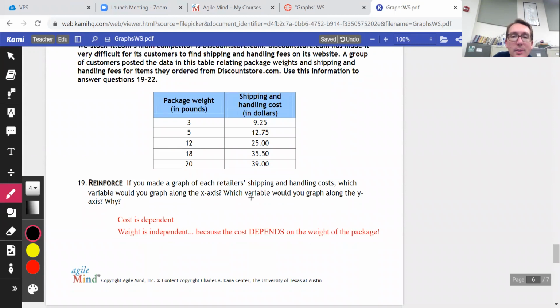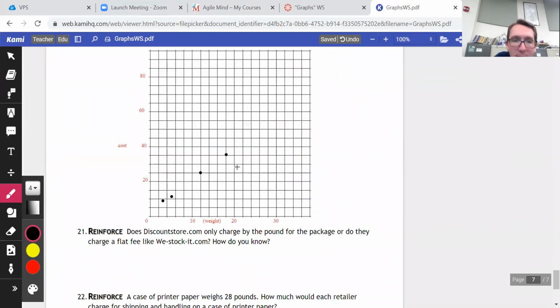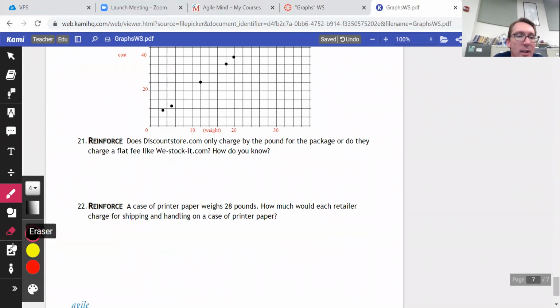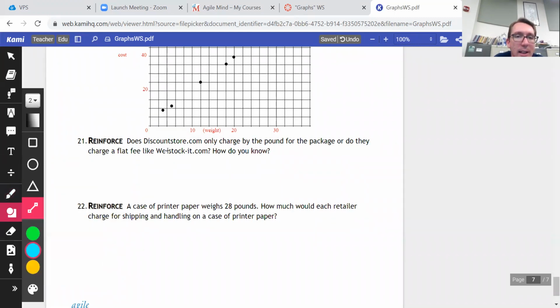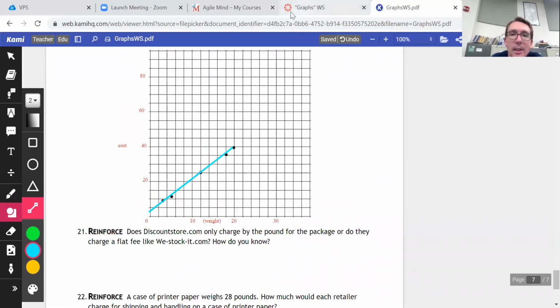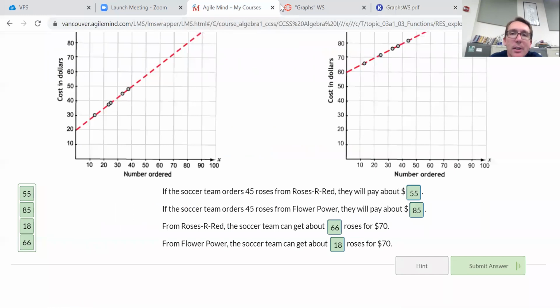And 20 is going to cost $39. There. Okay, so we got these points. They kind of make a line. Let's see what that line looks like. Something like that. Are they a perfect line? No, that's because I drew it all by hand. If you make a handmade graph, then you're going to run into some troubles.